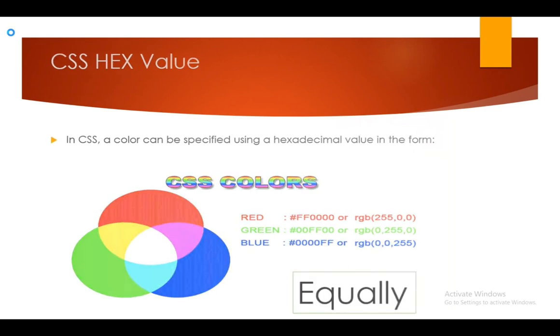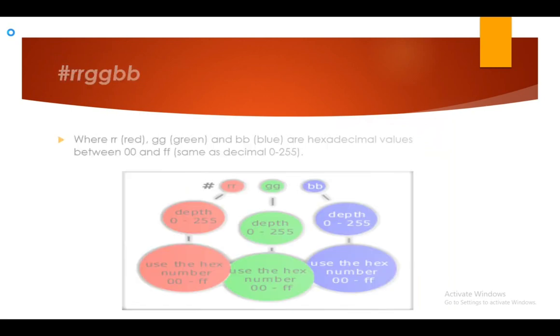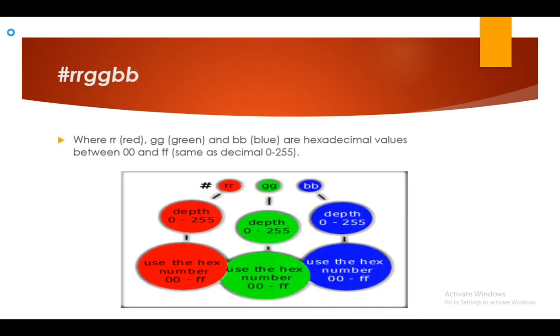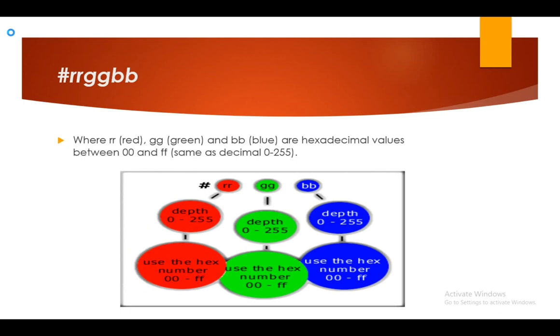In CSS, a color can be specified using a hexadecimal value in the form hashtag RRGGBB, that means red red, green green and blue blue. Where RR is red, GG is green and BB is blue. The hexadecimal value goes between 00 and FF, same as decimal 0 to 255.